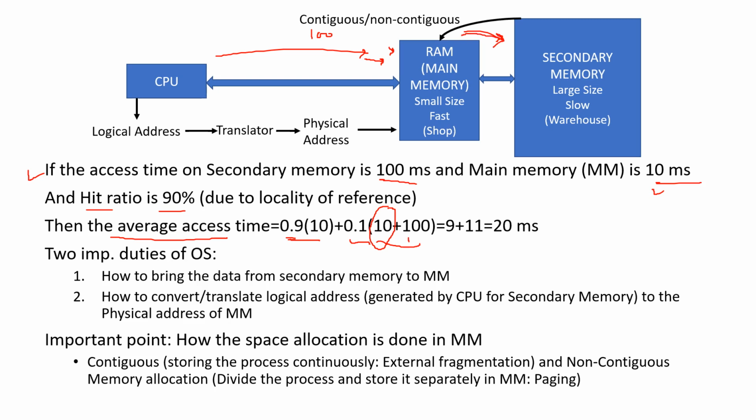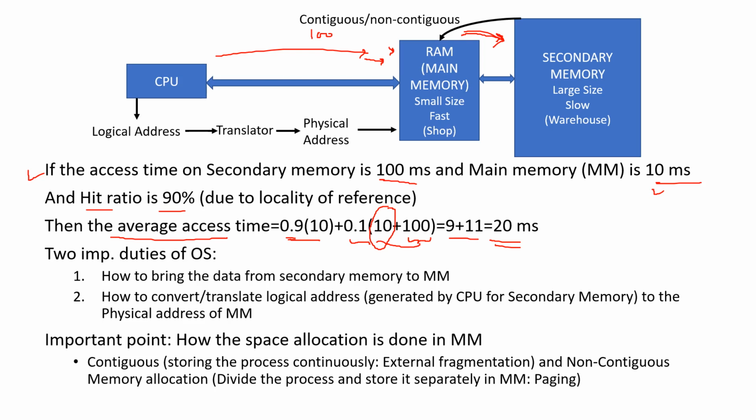So for secondary memory, what is the access time? 100, okay. So 0.1 into 10 plus 100, so this will give you 9 plus 11, that is equal to 20 milliseconds, okay. So your idea must now be clear, okay, how it is actually working.